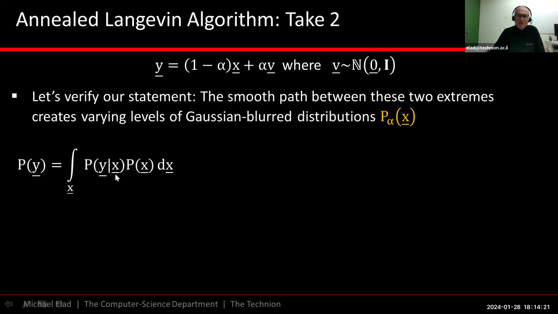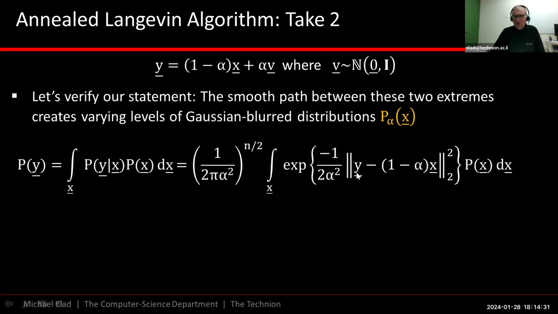What is the variance? If x is known, this is deterministic. So y is a deterministic vector, y minus alpha x, this is the mean, and the variance is alpha squared. So here it is, writing it down. This is the expression. Now, this expression doesn't look like convolution per se, because x appears regularly here and here with the 1 minus alpha.